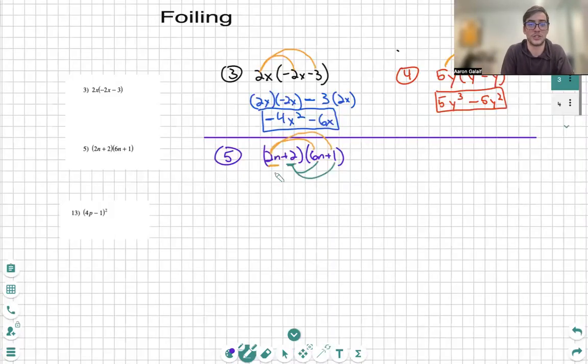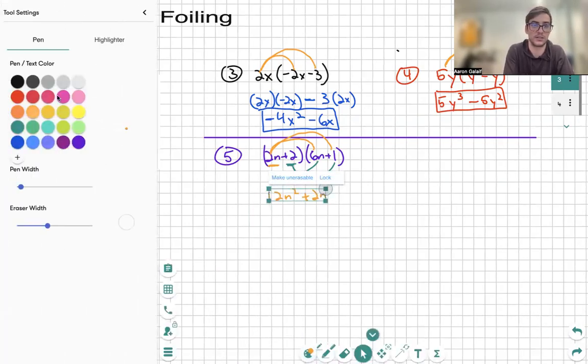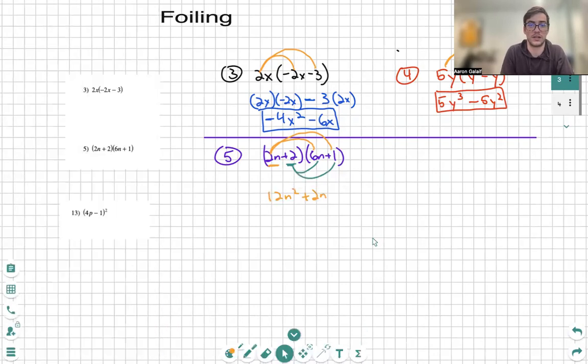So let's do it. 2n times 6n is 12n squared. 2n times 1 is just 2n. Let's put those in this color. Next, we're going to have 2 times 6n, which is a positive 12n, and then 2 times 1, which is a positive 2.